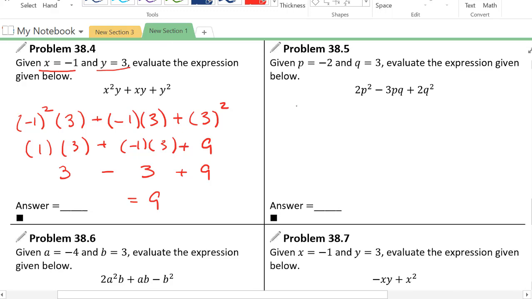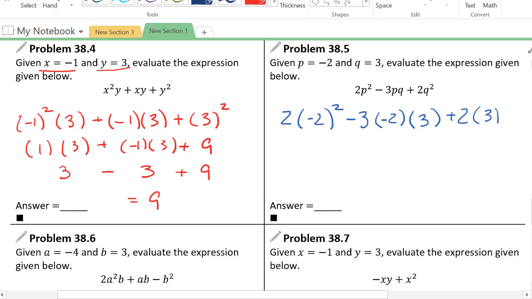Again, whenever you substitute, put it in parentheses. It's going to be 2 times p, which is negative 2, squared, minus 3 times p, which is negative 2, times q, which is 3, plus 2 times q, which is 3 squared. Now again, on the next line I'm only going to do exponents. You do exponents before you multiply. This gives me 2, and negative 2 squared is a positive 4. I'm just copying everything else over. Times, and then 3 squared is 9.